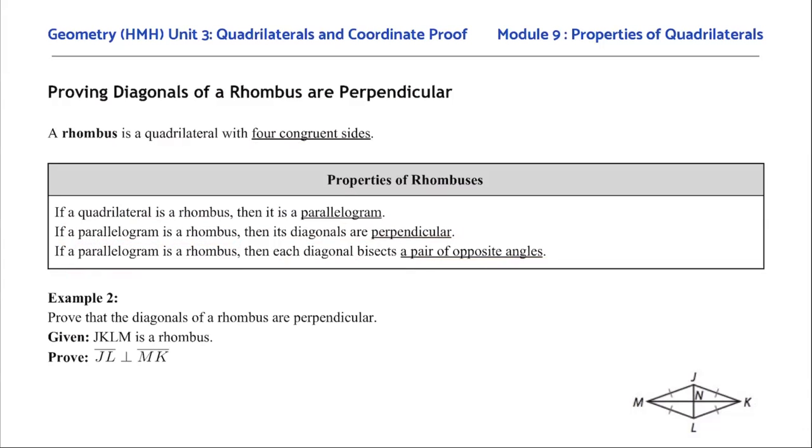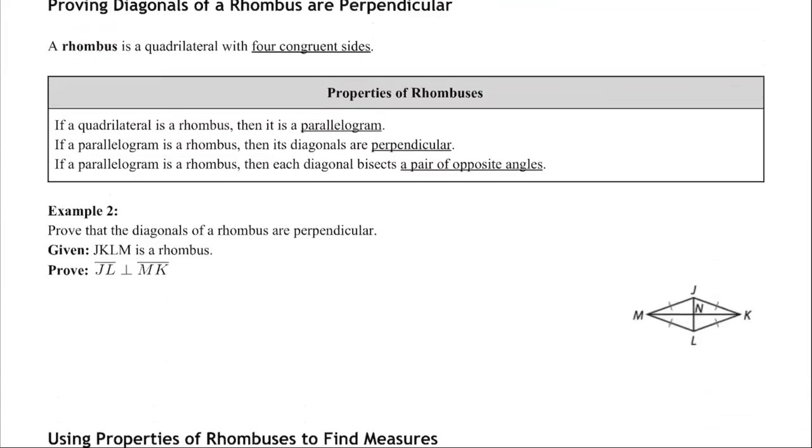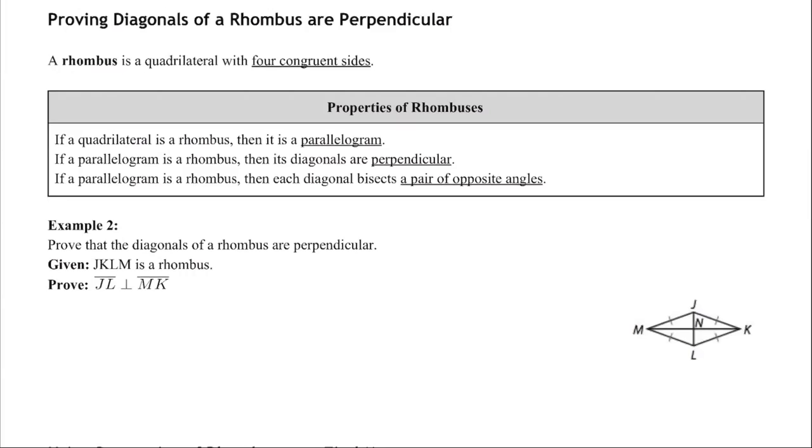Okay, so the way we would do that is the following. What do you know about JM and JK? JM and JK are congruent, right? So I could say that since JM is congruent to JK, and we know that LM is congruent to LK, right?